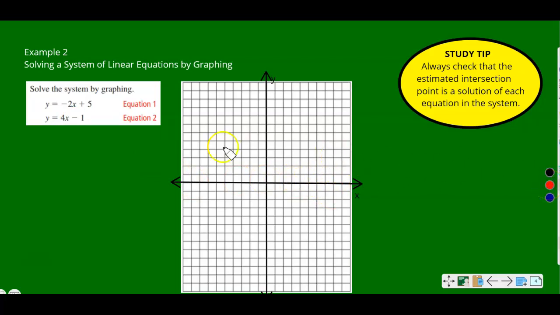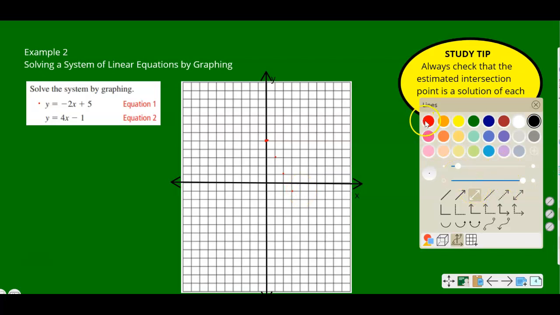Let's graph the first one in red. So this is your slope, this is your y-intercept. Start with putting a point on your y-intercept, 5, then use your slope to find another point. So your rise over run, rise -2, run 1, -2, 1. You can go in both directions as far as you need. Let's go ahead and try to graph a line here.